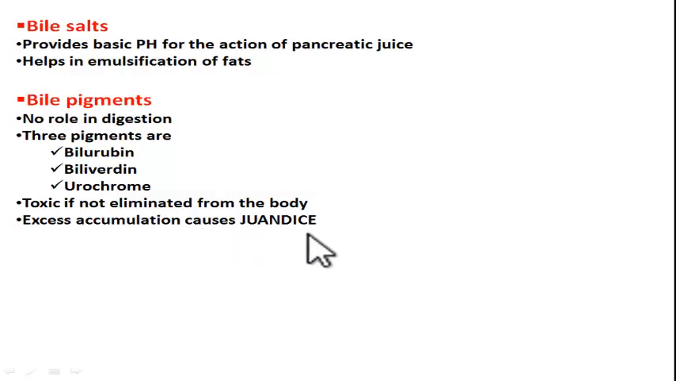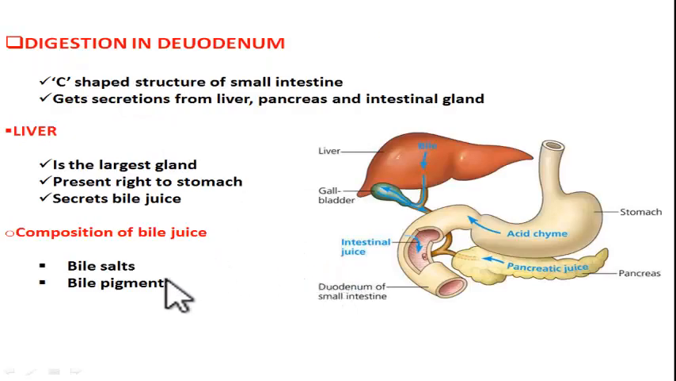In jaundice, we find people getting yellow coloration of the body, eyes, etc. That is due to the accumulation of these pigments in blood. Got it? So this is the role of bile pigments. So finally, we have finished the role of bile juice.